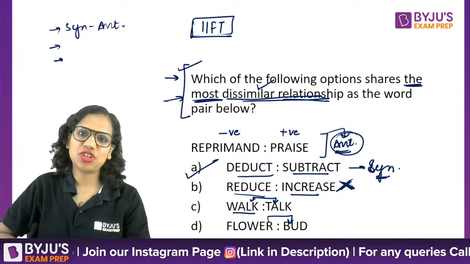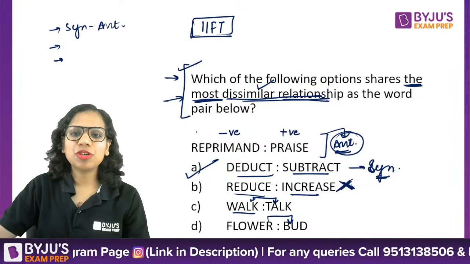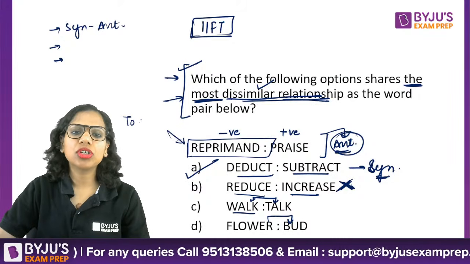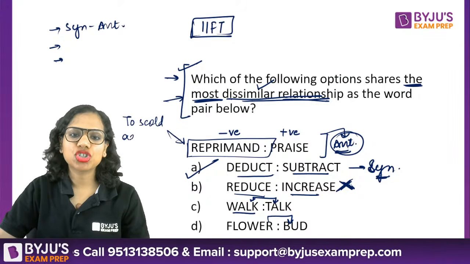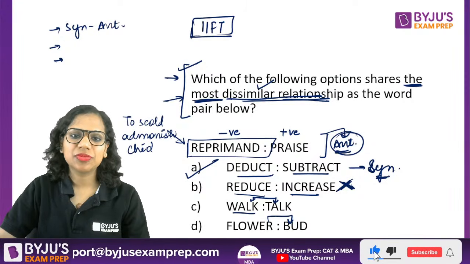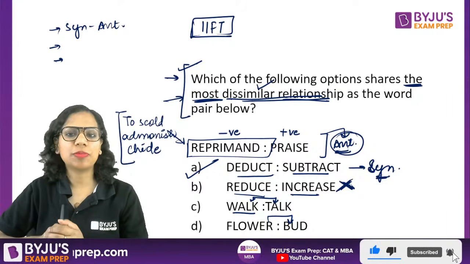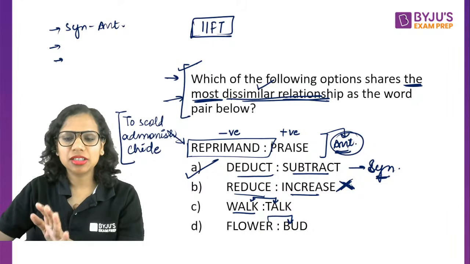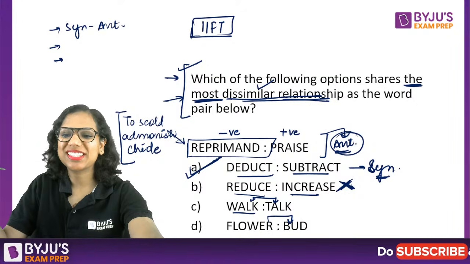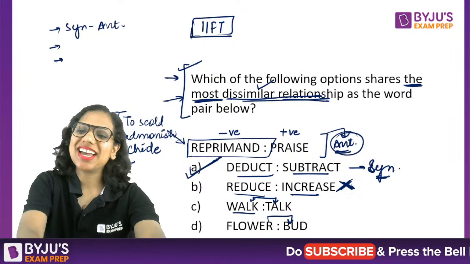Deduct is to subtract, right? Reprimand is to scold someone. To reprimand someone is to scold, admonish, chide. These are the synonyms of reprimand. And the opposite, of course, is praise. And here, deduct, subtract, synonyms. Right? So A is the answer here.